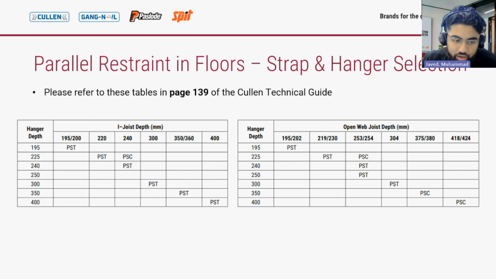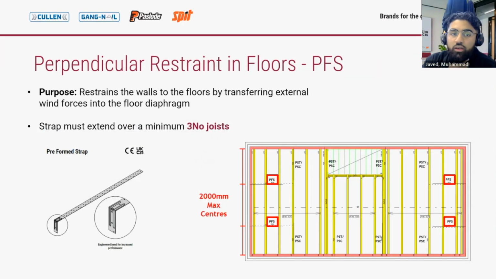Okay, so that's everything for the PS range. Let's move on to perpendicular restraints of floors. So our PFS straps restrain the walls to the floors by transferring external wind forces into the floor diaphragm.